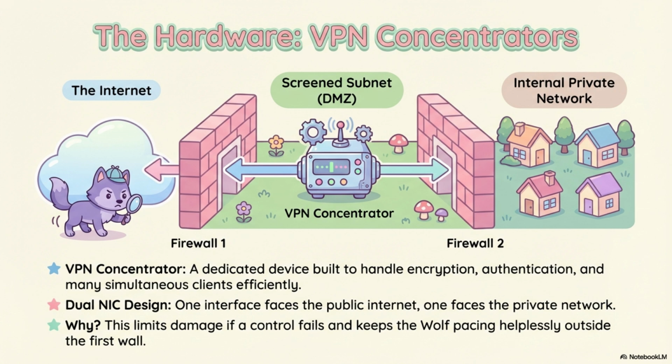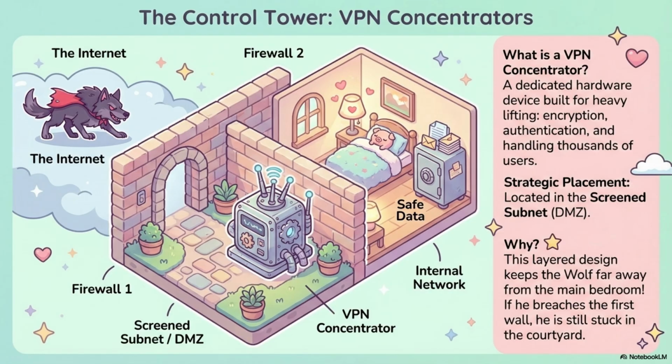VPN concentrators are commonly placed in a screened subnet, also called a demilitarized zone. A firewall between the Internet and the screened subnet forwards VPN traffic to the concentrator, while another firewall separates the screened subnet from the internal network. This layered design reduces attack surface and limits the damage if any single control fails.